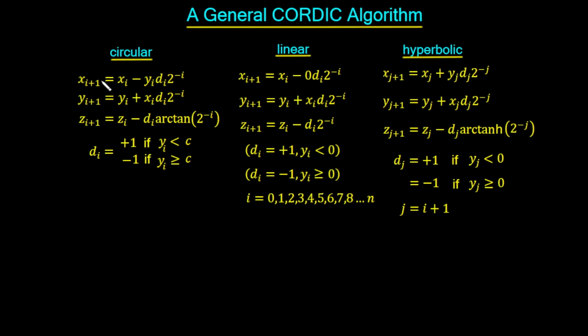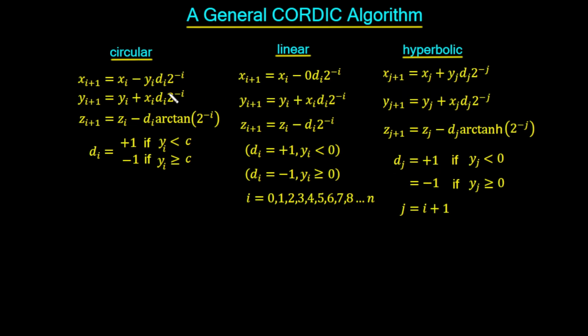Now the first thing we can note here is that we can jump from circular to linear to hyperbolic by changing just this factor here. So you can see in the circular mode we're going to have this value here, which is a negative. In the linear mode we're going to have this value here, which is just a value of 0. And in the hyperbolic mode we're going to have the same as we have here, but it's a positive and it's got the factor of j.